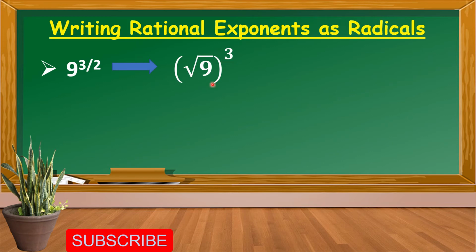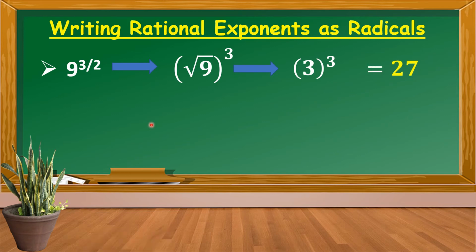By the way, we can simplify this radical expression. We will find the square root of 9. What is the square root of 9? That would be 3. Then, copy the exponent 3. So, that is equal to 27. Why 27? 3 times 3 times 3, that is equal to 27. Next example.